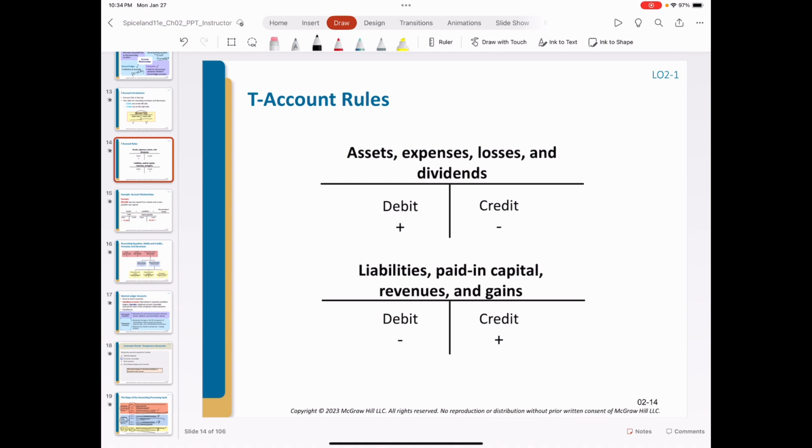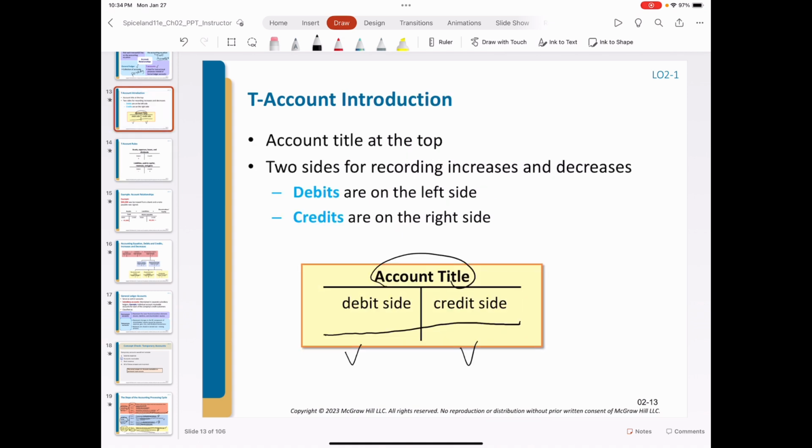So here I mentioned debit and credit. Before you learn accounting, we usually use increase and decrease to describe the change of the account's balance. But in accounting, we use debit and credit. Debit and credit may mean increase or decrease, depending on the account. Okay?